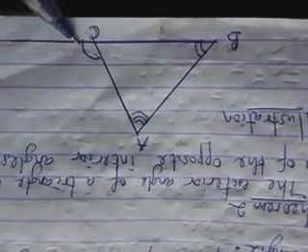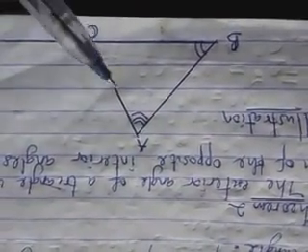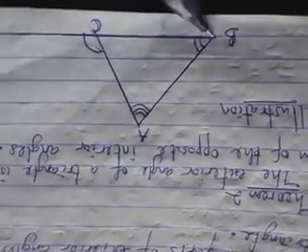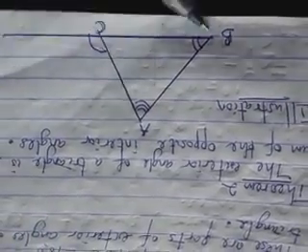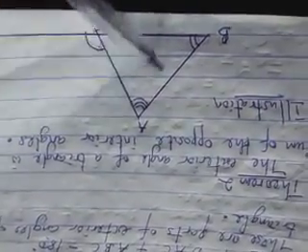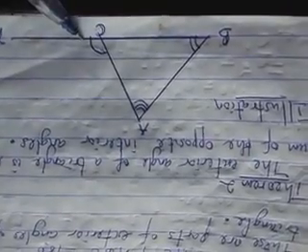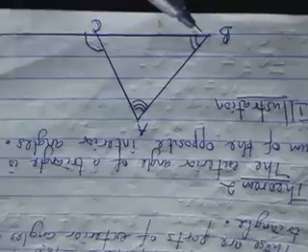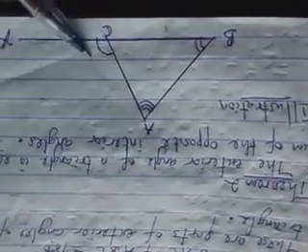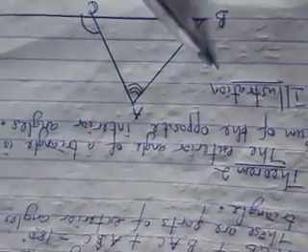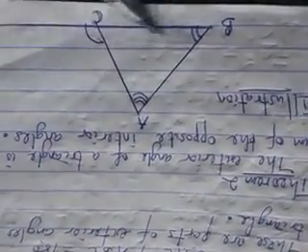The exterior angle, what you get here, is equal to the sum of the opposite interior angles. That means these two, A and B, are opposite this particular exterior angle. If you add A and B, you will get the same thing as this exterior angle. Let us put this theory into practice by looking at a question.